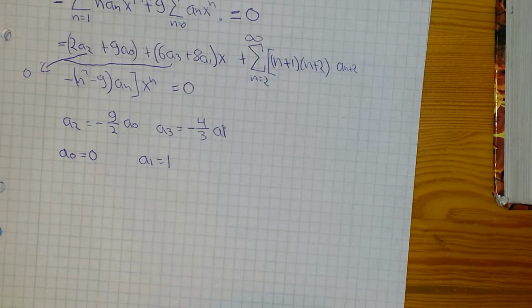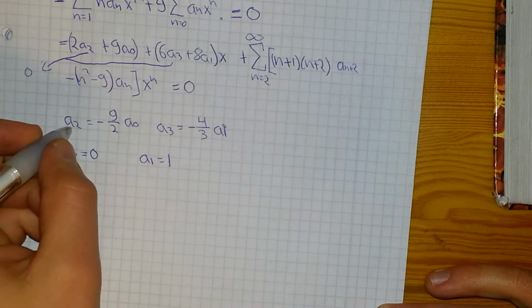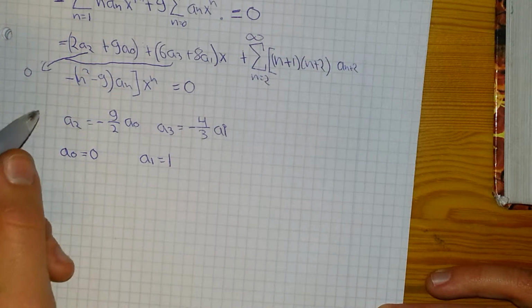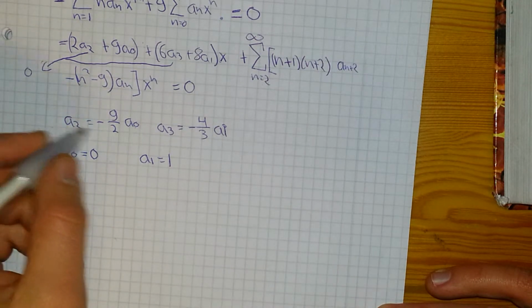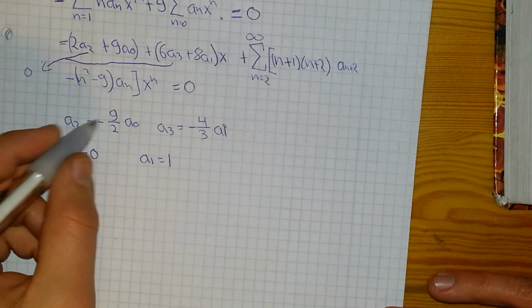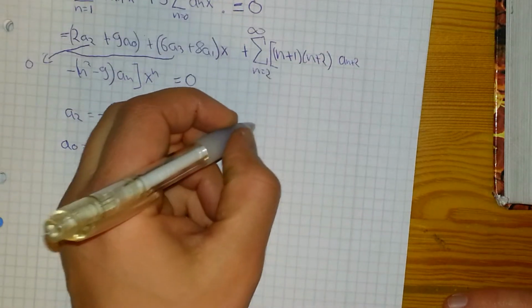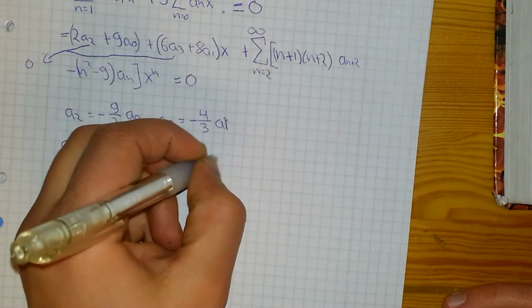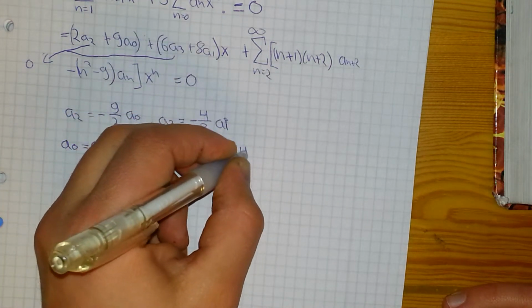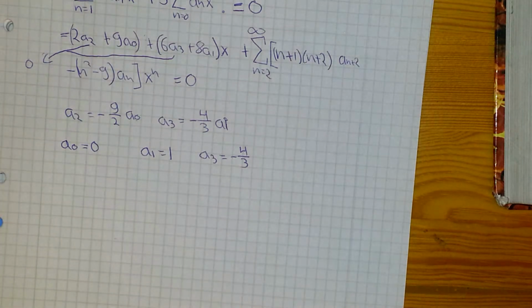And now, what does this imply? Yeah, this one depends on A0. So A2 will also be equal to 0 because it's just a multiple of 0. And A3 will be equal to negative 4/3.